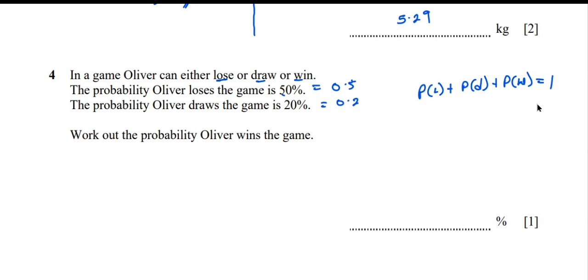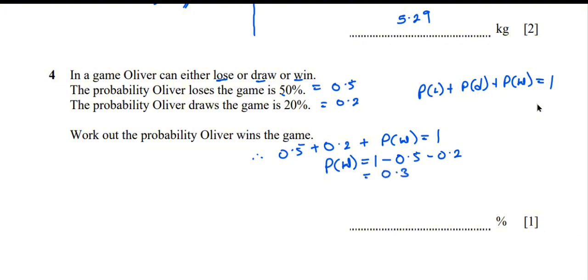1. So if we are looking for the probability of winning the game, we can say that 0.5 plus 0.2 plus the probability of winning will give you 1. So the probability of winning is equal to 1 minus 0.5 minus 0.2, which will give you 0.3. And 0.3 is the same thing as 30%. So remember to write your answer at the answer space.